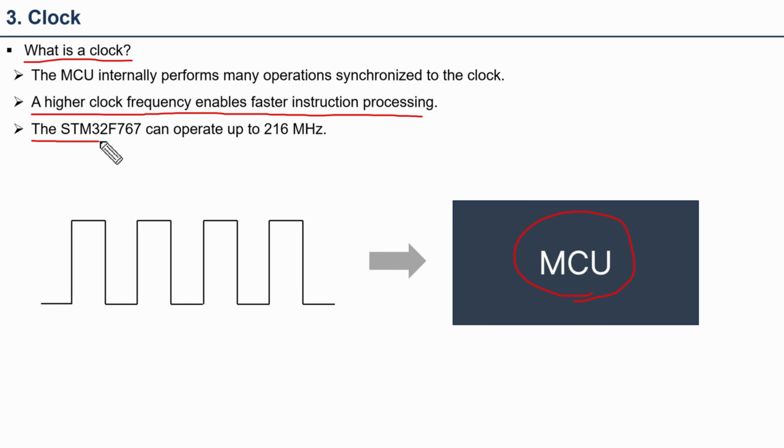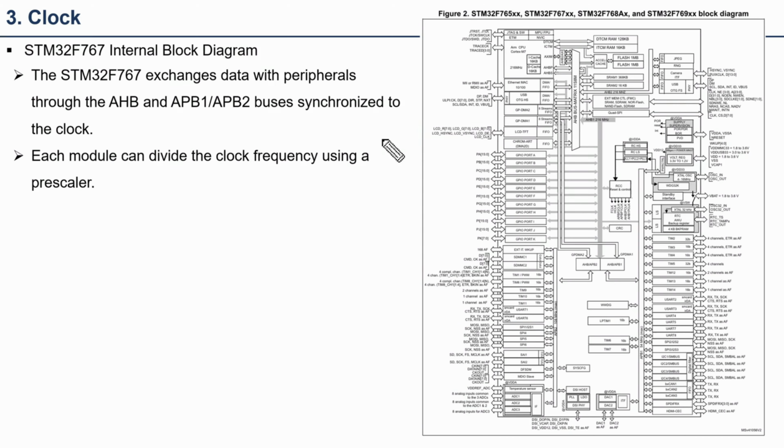The STM32 F767 runs at up to 216 MHz. This is the STM32 F767 block diagram. As we discussed earlier, this block is the ARM Cortex-M7 core, and everything else shown here is a peripheral. The core and peripherals exchange data through a bus. As I mentioned, those bus transfers are synchronized to a clock.